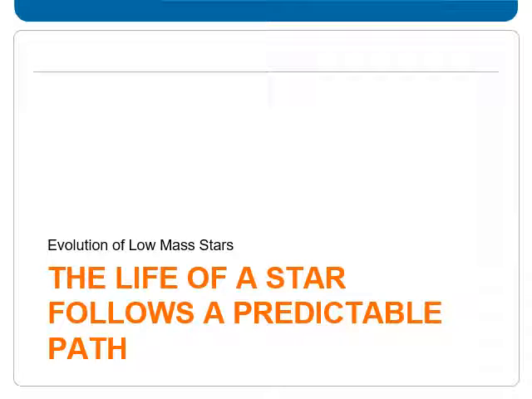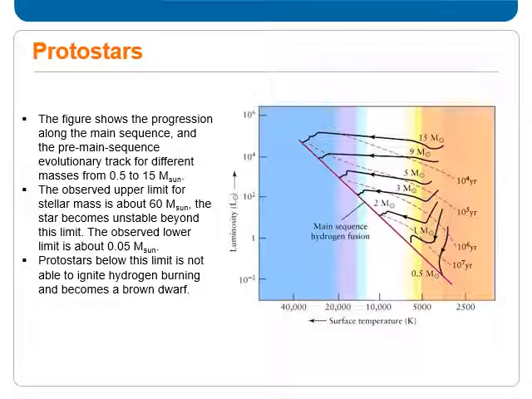This lecture explains how a star follows a predictable path on the HR diagram, a path almost completely determined by its mass. When a nebulous region of dust and gas collapses to form a star, there are three possible outcomes. If the mass is less than 5% of the sun's current mass, then the core temperature never reaches the critical 10 million Kelvin needed for fusion.